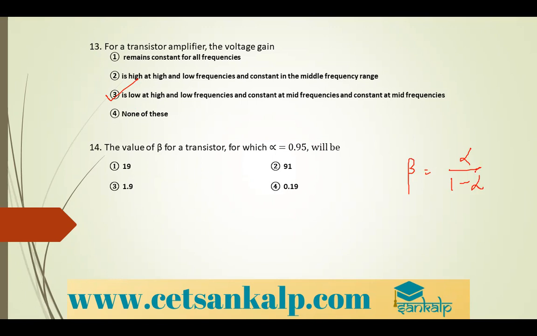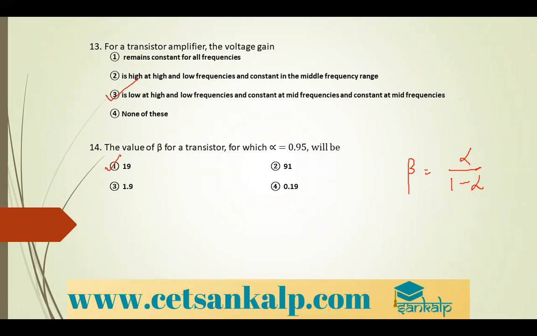Substitute the alpha value and find out, tell me. So how much did you get? So beta is equal to 19. Okay, when you solve that, you will get 19.